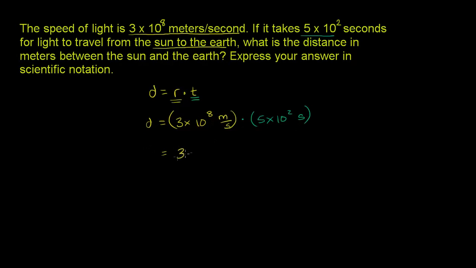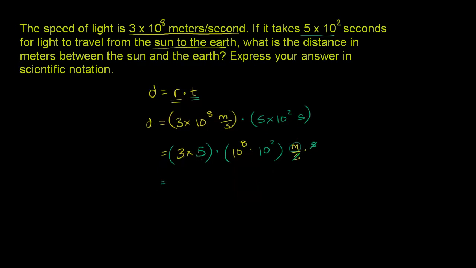This is equal to 3 times 5 times 10 to the 8th times 10 to the second, and then we're going to have meters per second times seconds. If you treat these like variables, the seconds cancel out, and you're just left with the unit meters, which is good because we want a distance in meters.